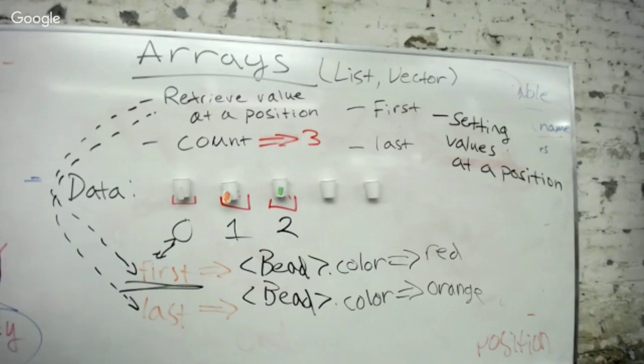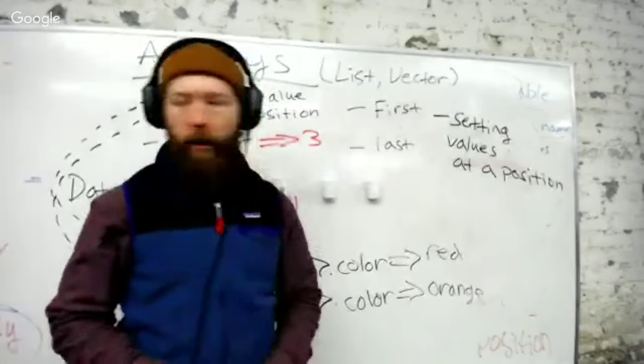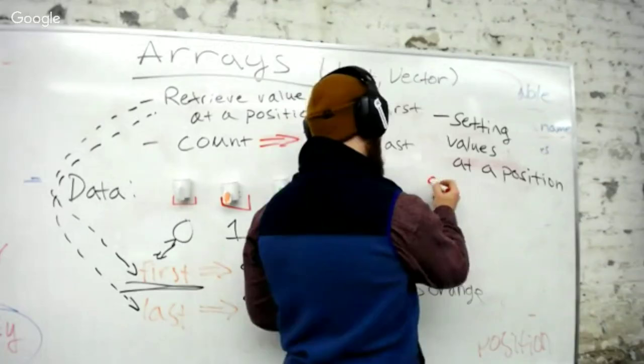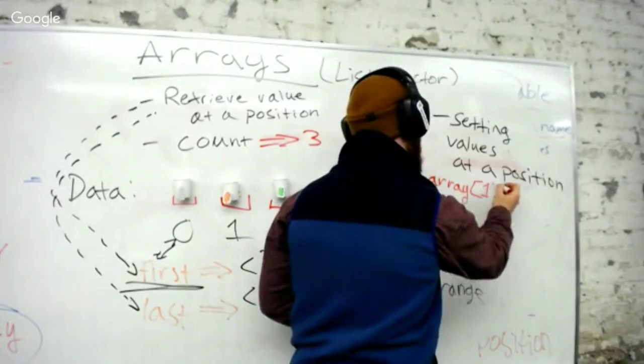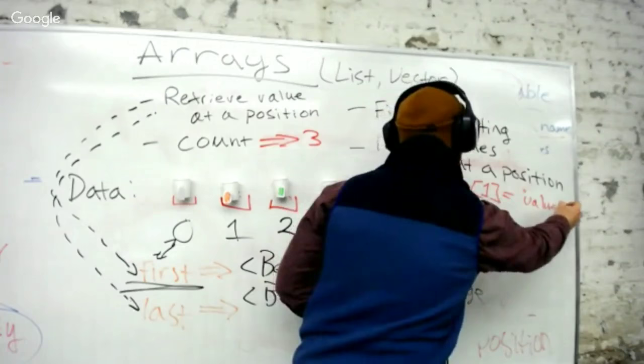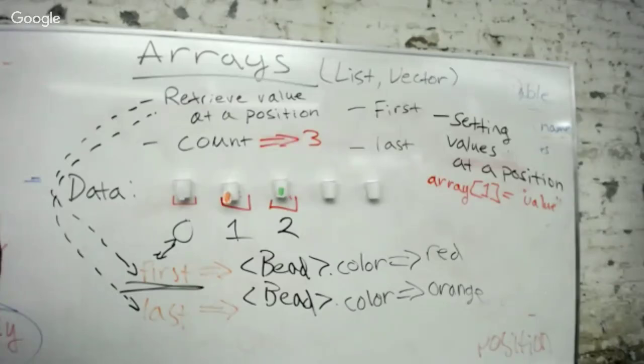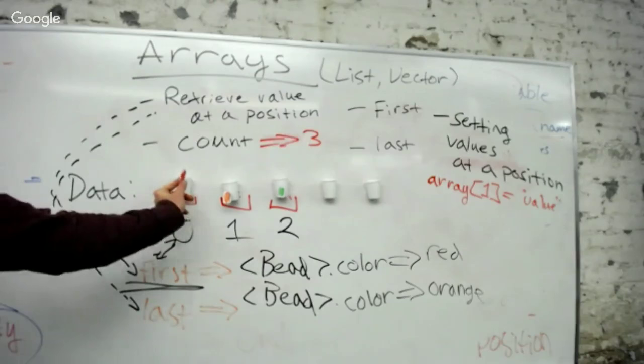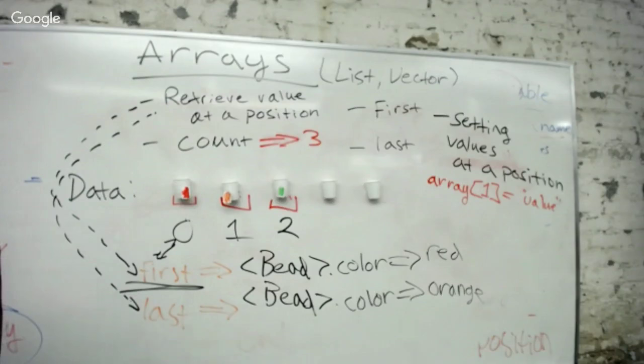How do I set the value at a position? We talked about setting the value at a position, and the way we do that is with array square brace notation to indicate the position, and then assignment syntax to indicate the value. So I want to say the array element at position zero should be assigned to the string value. We inserted the red bead at position zero, and I just realized y'all can't see my screen. So hold up on that.